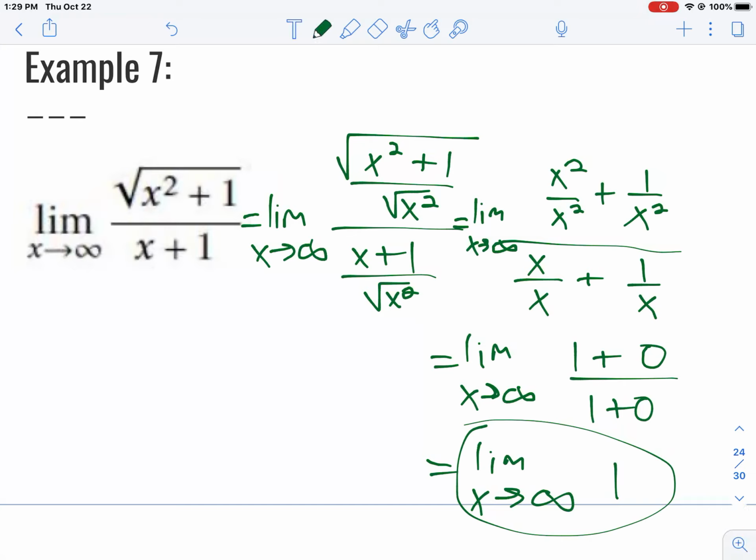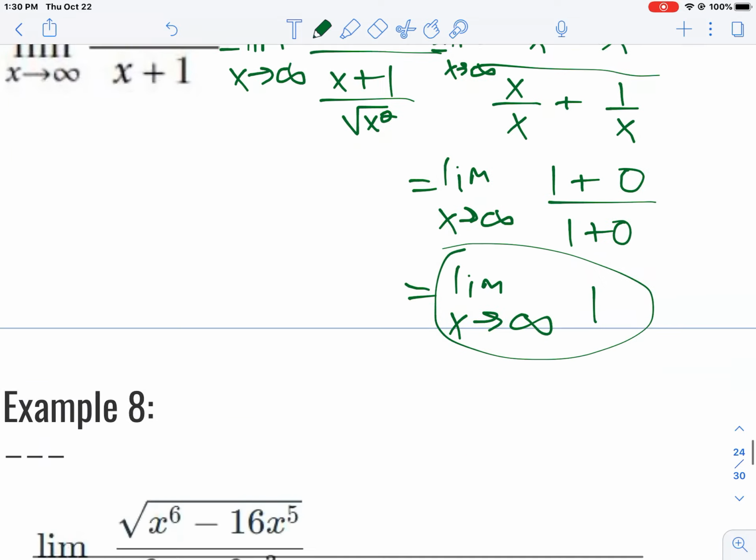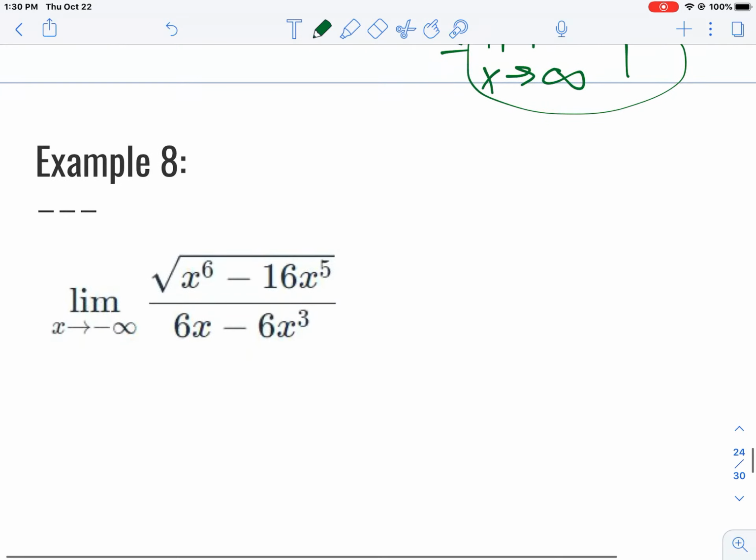Okay, but you will have to write this out. Okay, so that's that. And let's do one more. So again, I have got a bigger one here. All right, the limit as x approaches negative infinity of all this guy. So again, the highest power in the denominator is x cubed. The highest power in the numerator is x to the 6th.